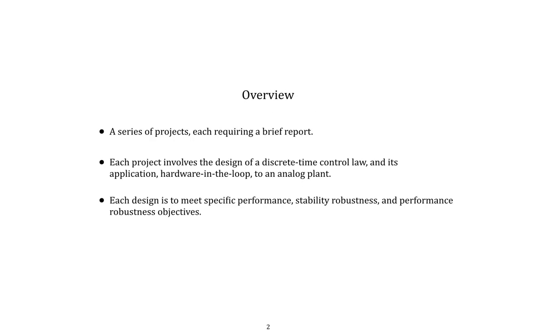First, an overview. This component amounts to a series of projects. Each project will require a brief report, and each will involve the design of a discrete time control law and its application, hardware in the loop, to an analog plant. Furthermore, each design will be to meet specific performance, stability robustness, and performance robustness objectives. And if one or more of those terms are new to you, we will be defining them later.